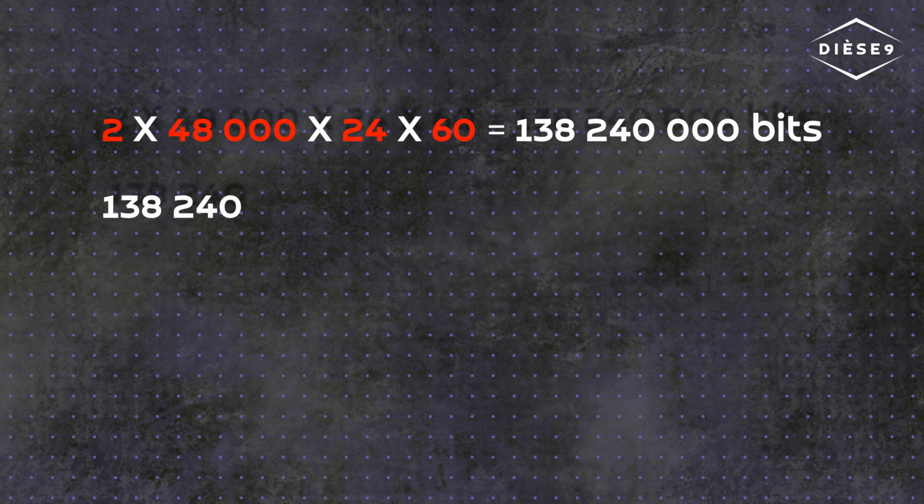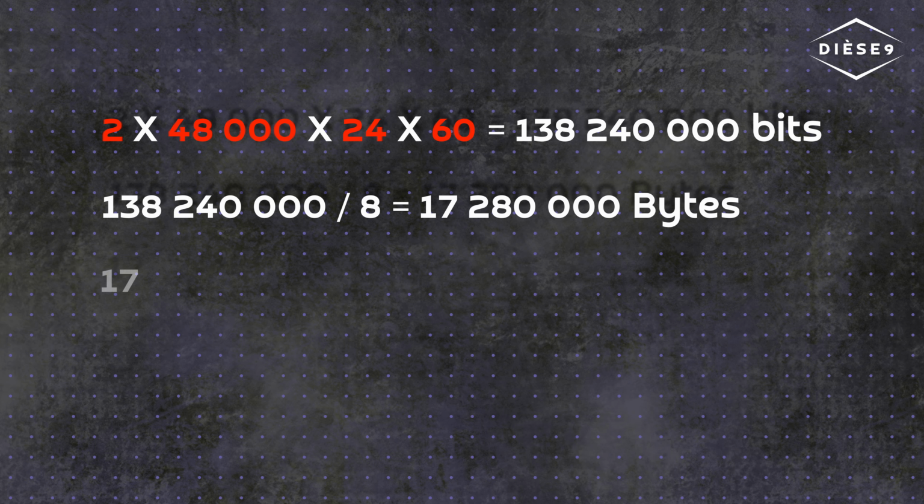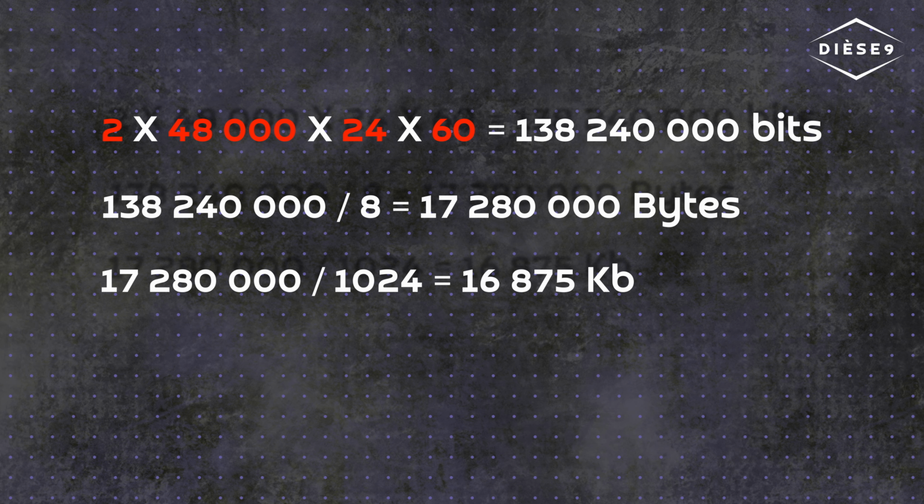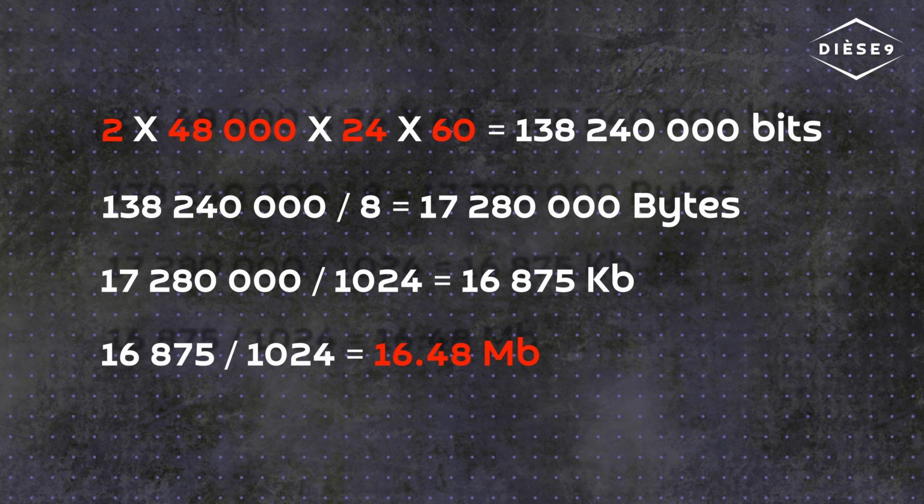Now to make sense of that number, we convert it. There are 8 bits in every byte, so divide by 8 to get bytes. Divide by 1024 to get kilobytes. Divide by 1024 again to get megabytes. That's 16.48 megabytes for 1 minute of stereo audio.